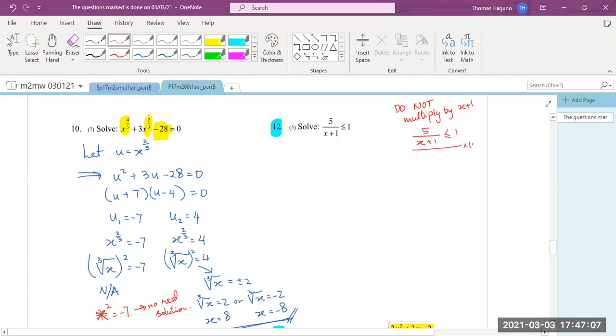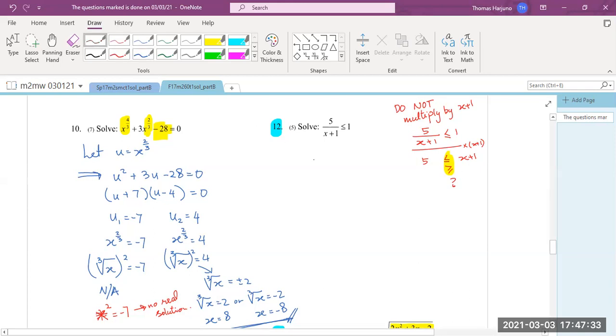Multiply by x plus 1, and then you get 5 here, and this is x plus 1 here. It seems to be very simple. Now, the reason is because we don't know if x plus 1 is positive or negative. That's why this method doesn't work. Whoever does it that way will get the wrong answer. That's not right.